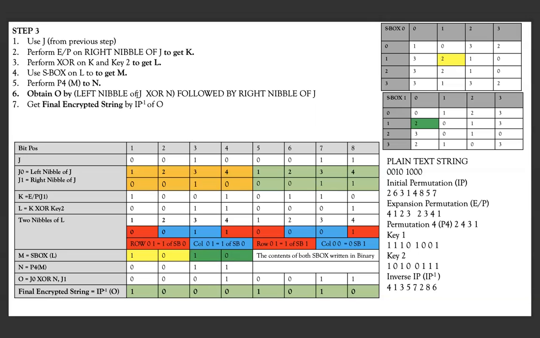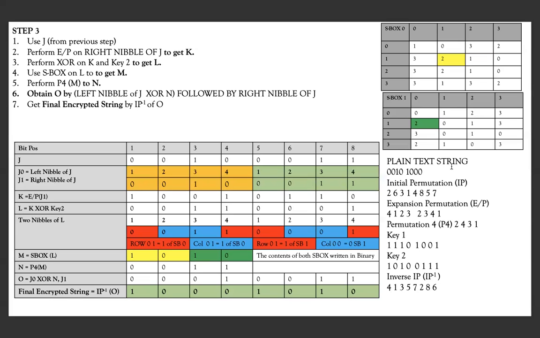So left nibble is for SB0 and right nibble is for SB1. Yes, it's written right here. Okay, so we got M, which is the result of performing the S box operation on L. This is M right here.